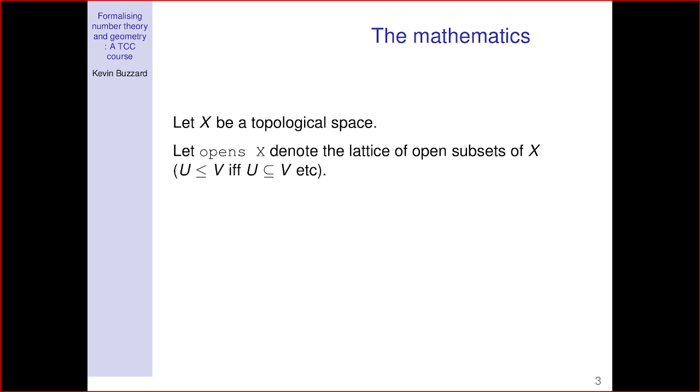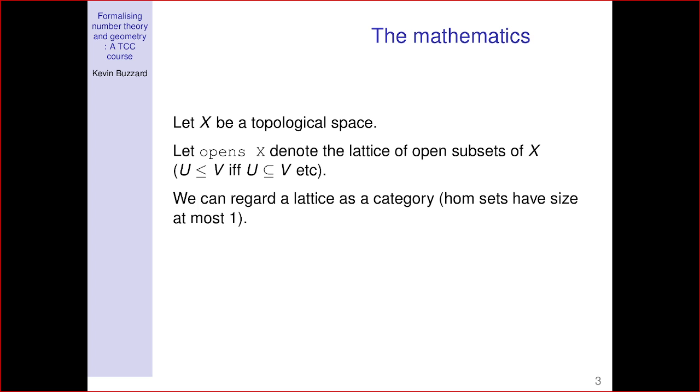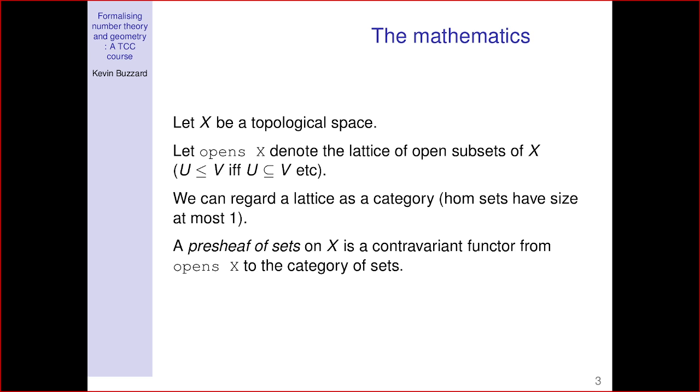And there's a morphism from U to V. There's at most one morphism from U to V. There's a morphism from U to V if and only if U is a subset of V. And if you want to think of this as a concrete category, then you can think of the map from U to V as being the inclusion. So there you go. And so that gives you a category. Between any two elements, U and V, there's at most one map.